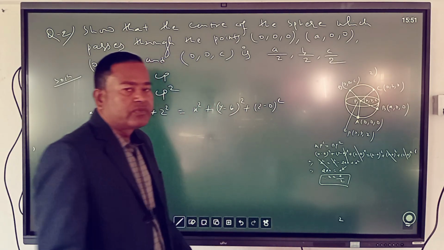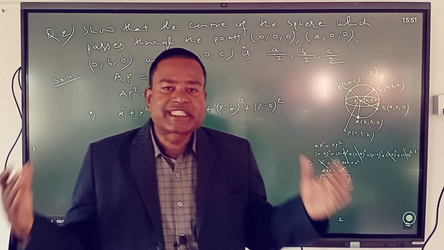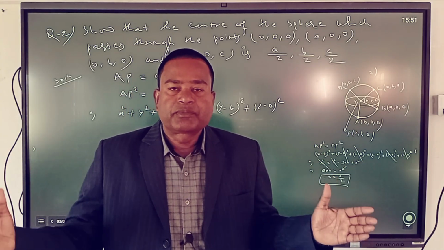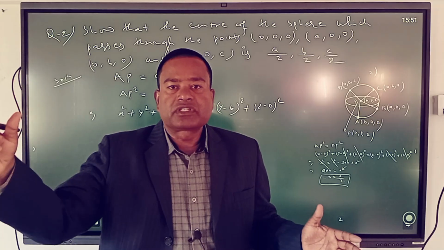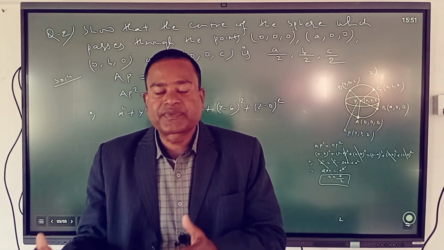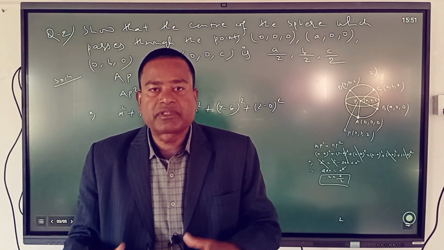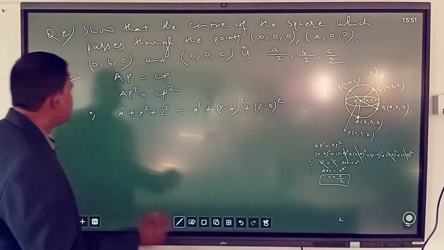So dear students, simply we have to use the formula of distance between any two given points. The distance formula is d is equal to square root of x2 minus x1 whole square plus y2 minus y1 whole square plus z2 minus z1 whole square.